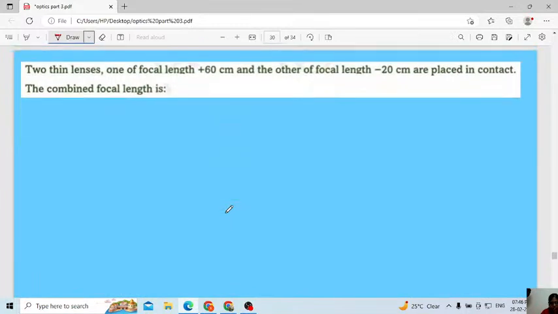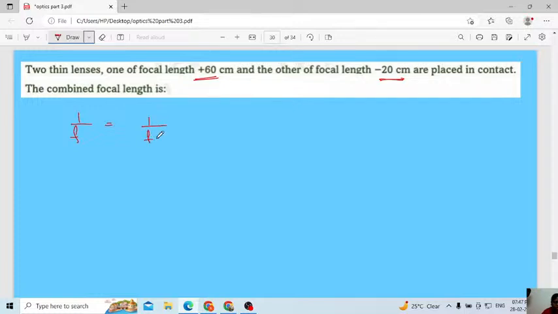Next. Two thin lenses, one focal length is plus 60, the other is given here. They are not mentioned whether it is concave or convex, but here they are given plus or minus. Both also it will be in centimeter. Placed in contact, the combined focal length. Here they are directly asking the combined focal length.